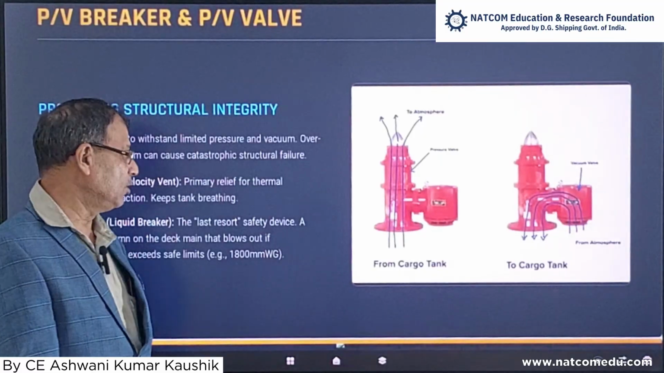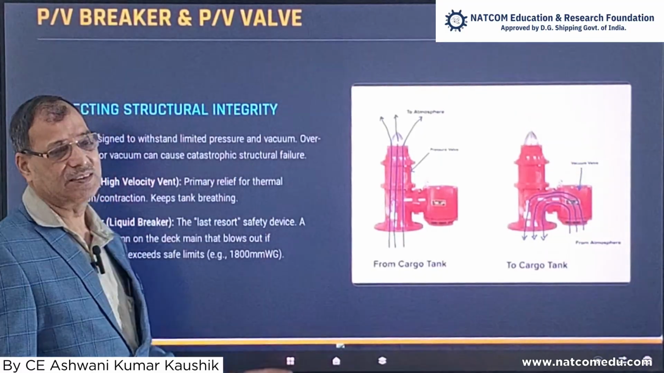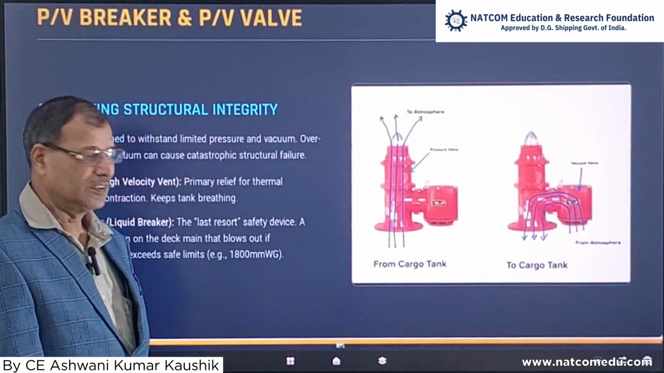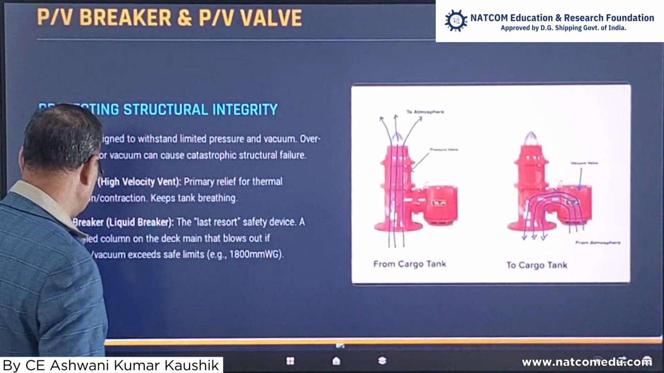And this is the setting of the PV valve, and the vacuum setting is also minus 250 to minus 350, depending on the manufacturer.